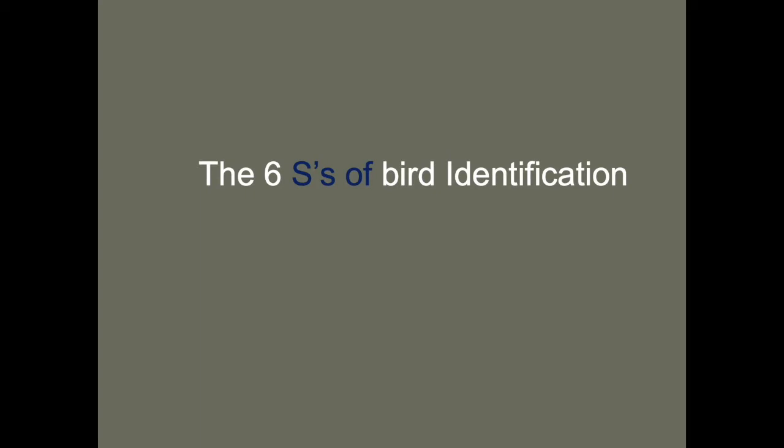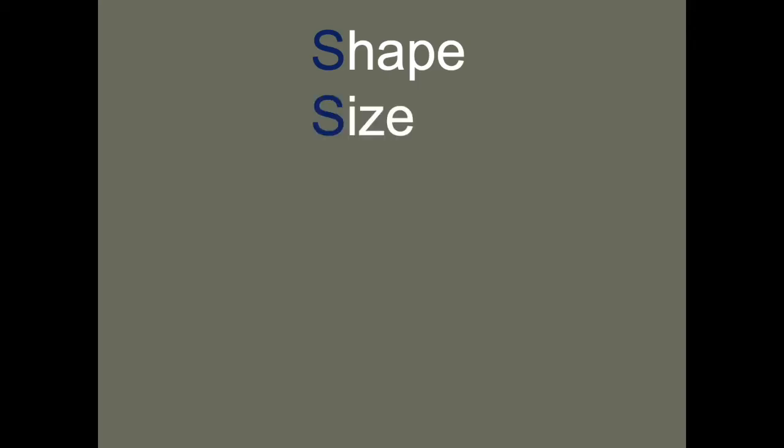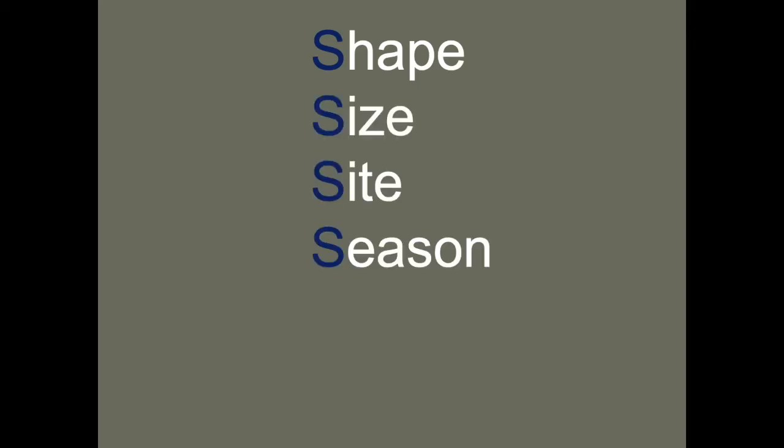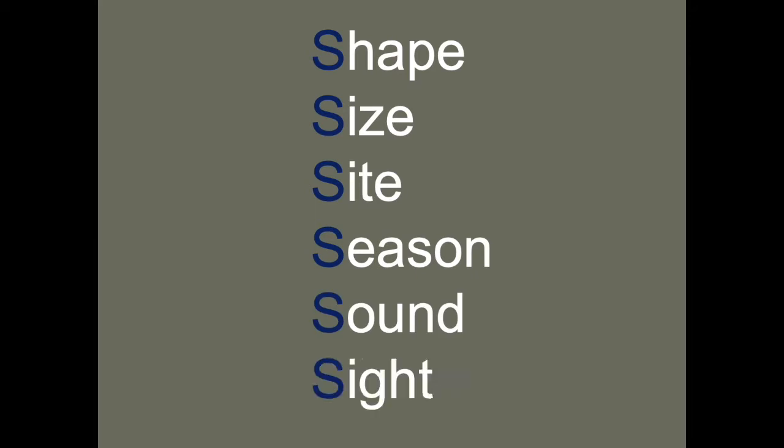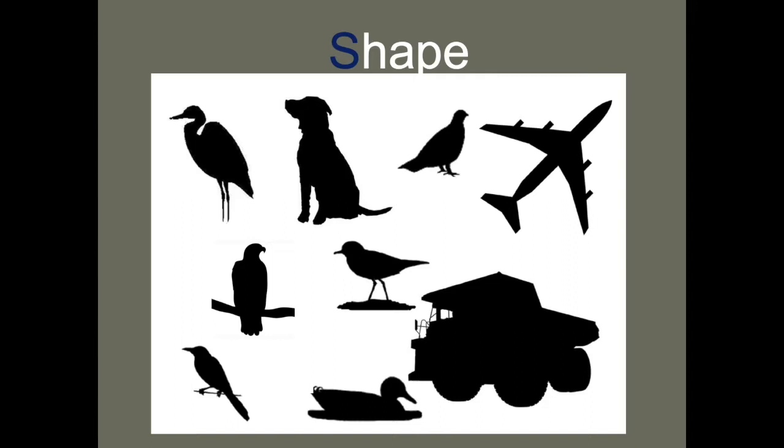I thought a good place to start would be looking at the 6 S's of bird identification. They are shape, size, site, season, sound, and sight. The first S we're going to look at is shape. Every kind of bird can be classified into one of a few bird shapes. Here are some possible shapes.